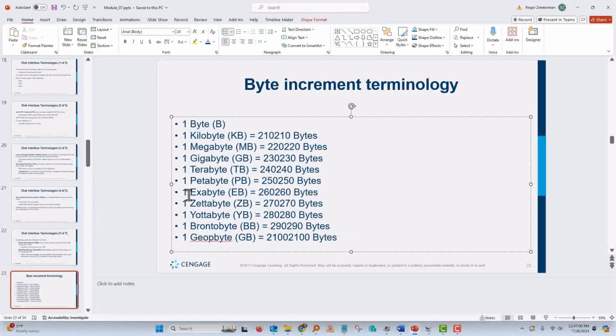However, if you were to put together all the data on the internet today, we're only, as far as I know, in the exabyte range. So it'll be a while. We might be up in the zettabyte range now, but we haven't gone beyond that as far as I know. All right. That's it for our drive connection terminology.